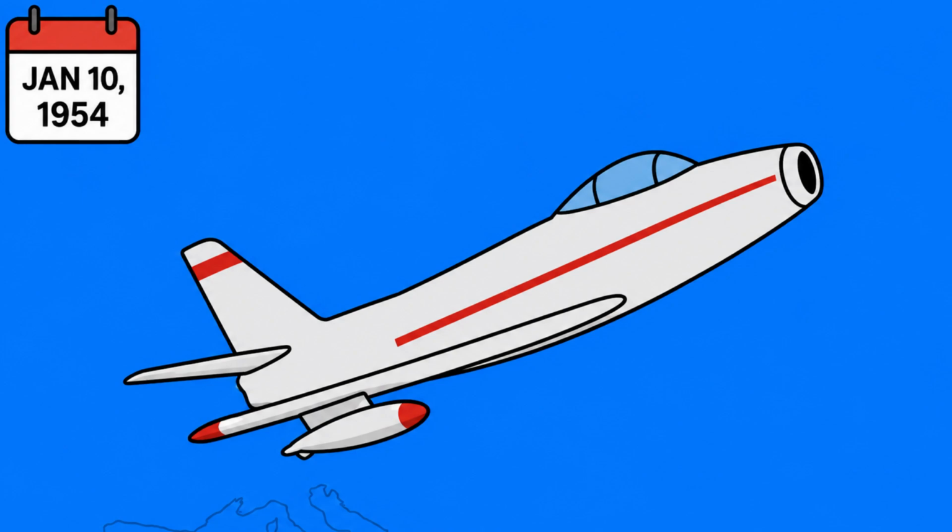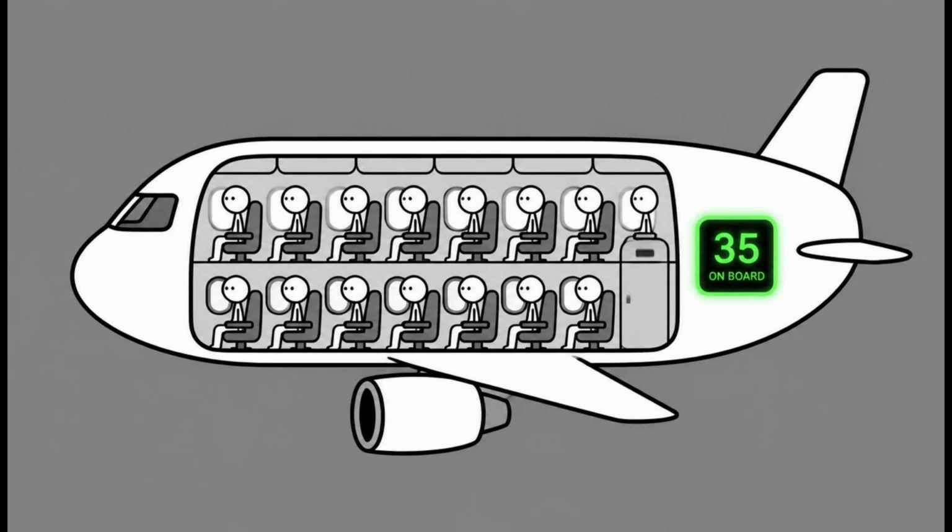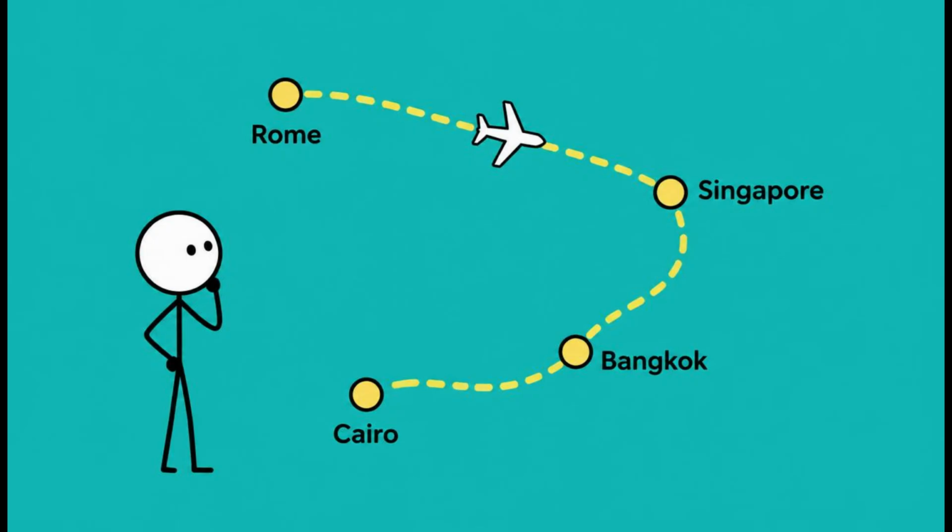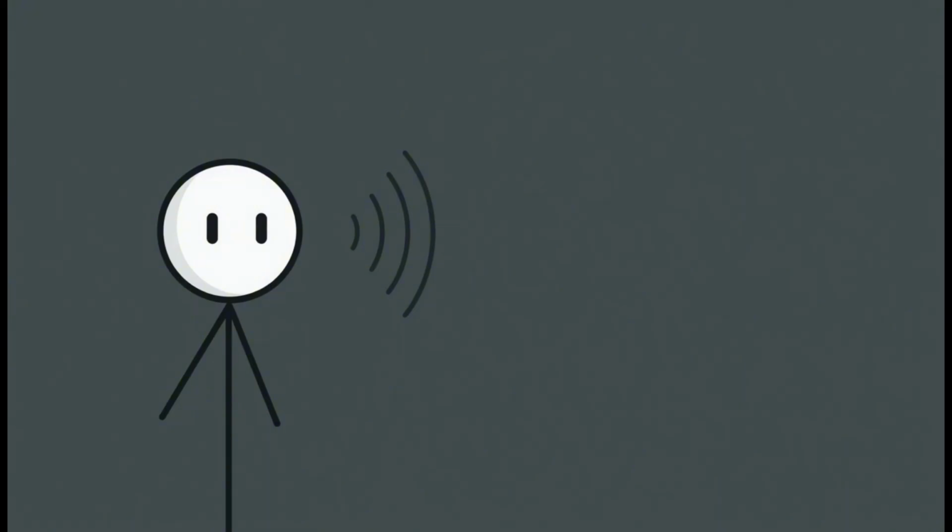January 10th, 1954. A passenger jet climbs to cruising altitude over the Mediterranean. 35 people on board. Nothing unusual reported by the crew. It had taken off from Rome that morning, continuing a long route that had already stopped in Singapore, Bangkok, and Cairo without a single problem. Then, without warning, radio contact simply stops.